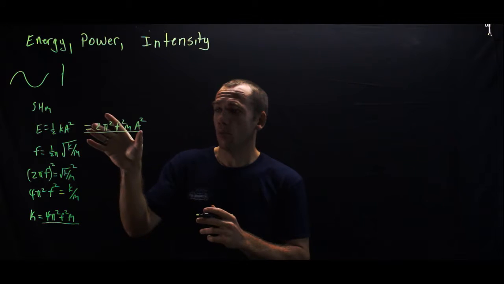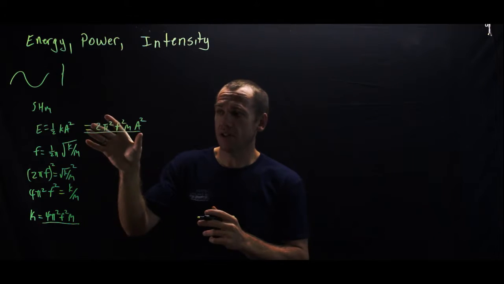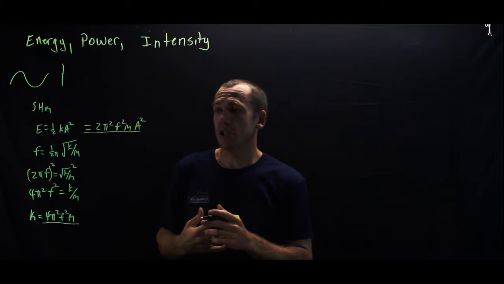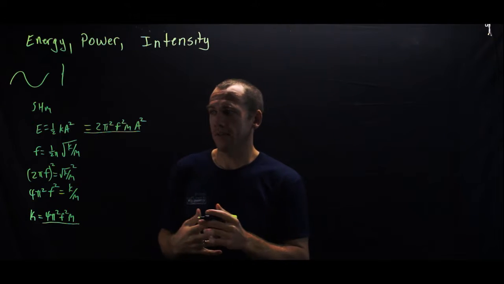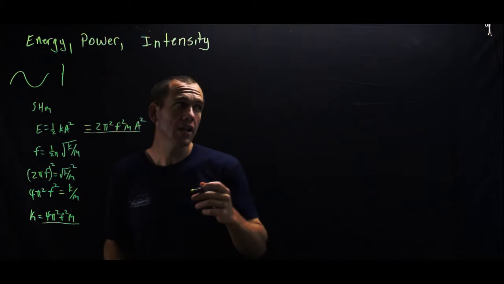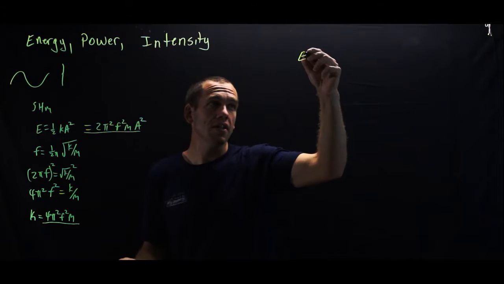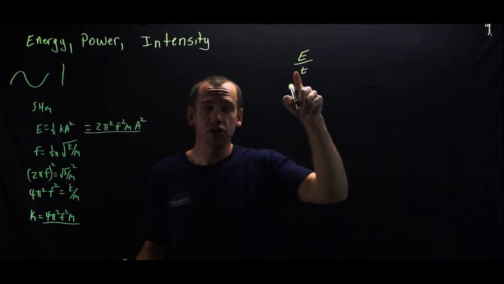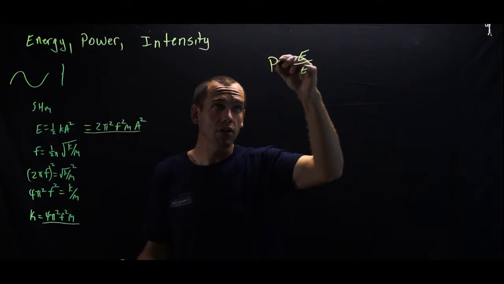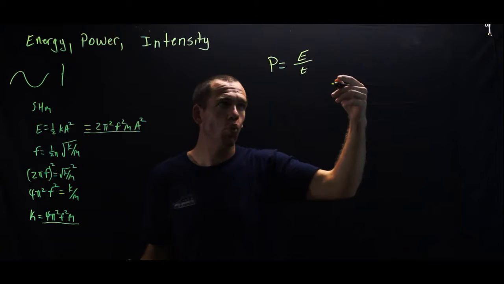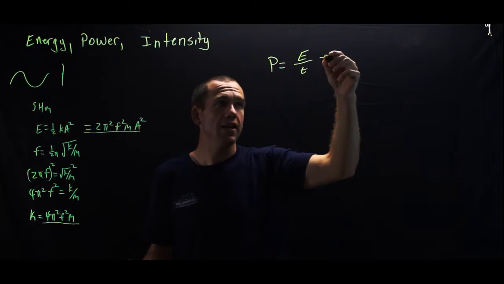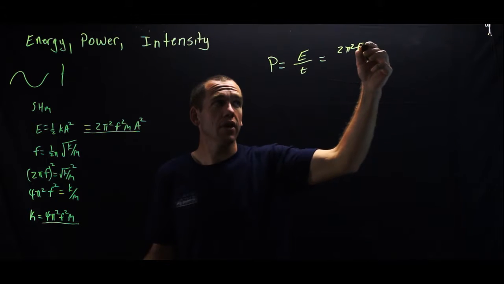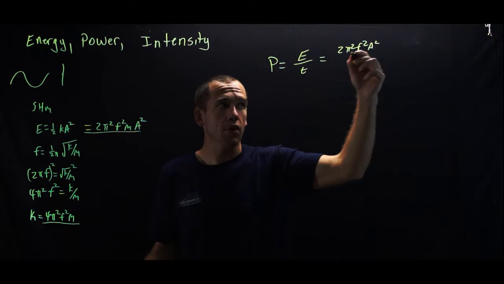Now, waves transport energy, so it's not just enough to talk about how much energy a wave transports, but also we should talk about how quickly a wave transports energy. And so when we talk about that, we're taking energy divided by time. Now remember, energy is measured in joules. Energy divided by time describes power. So power is energy divided by time. It's measured in watts, a joule per second. And so this is just 2 pi squared F squared M A squared over T.